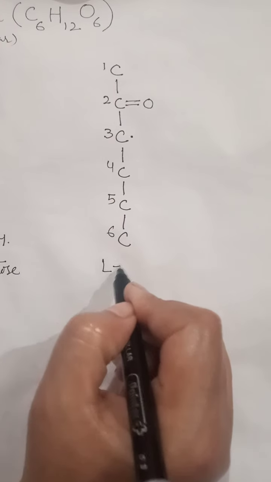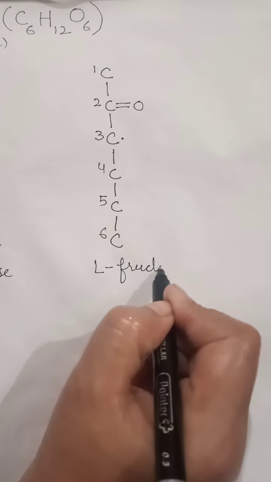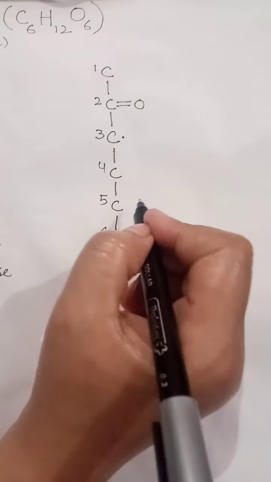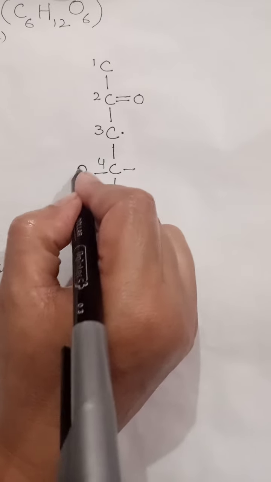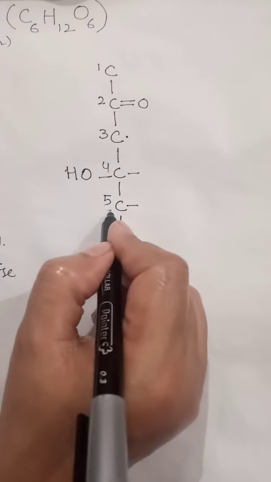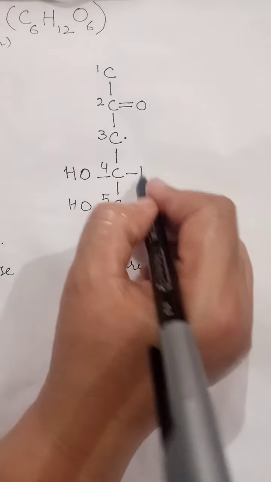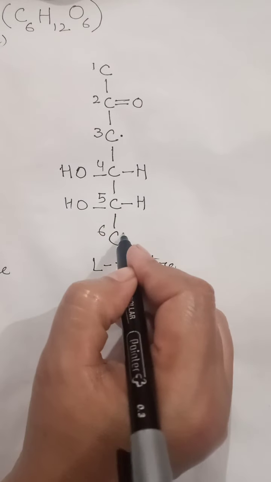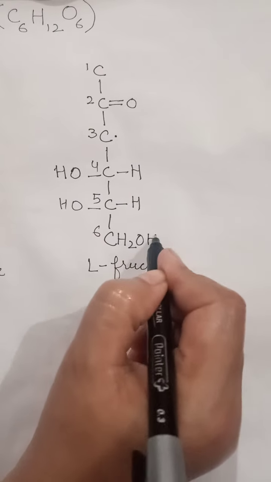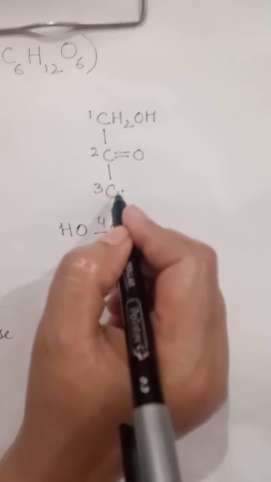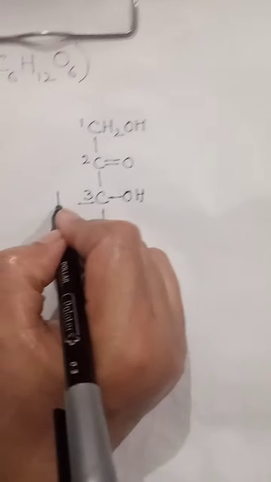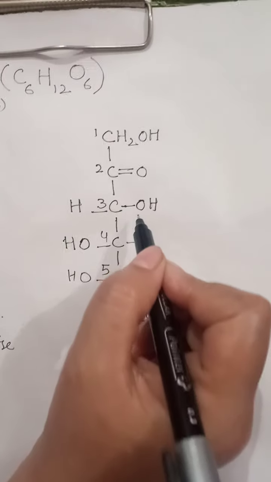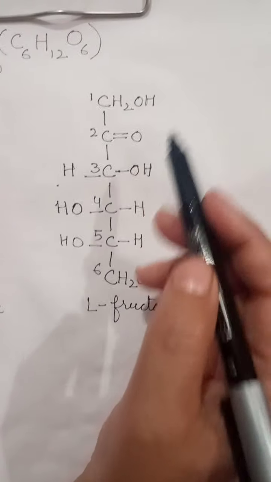As I'm going to draw L fructose, again you have to remember the same thing: on its left side there will be the hydroxyl group, and the right side will have hydrogen. Carbon number 6 is the same CH2OH, and carbon number 1 is CH2OH. Now carbon number 3 is left, so here I will write hydrogen, and over here it will be the hydroxyl group, and then hydrogen.